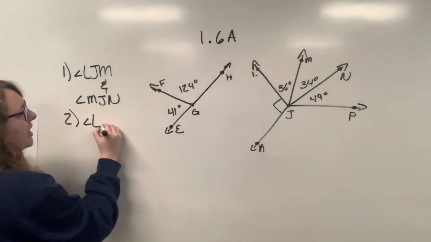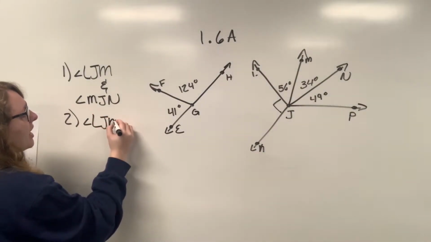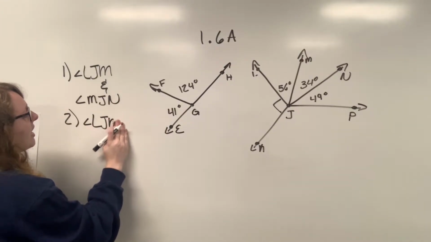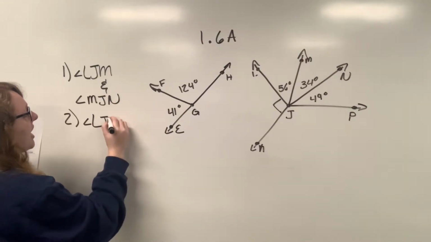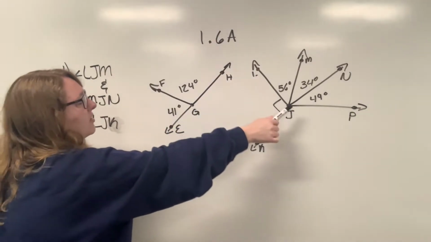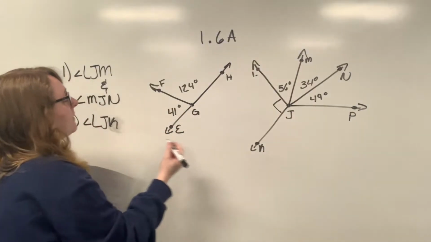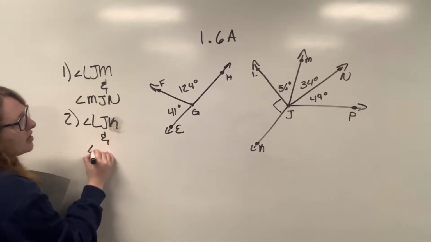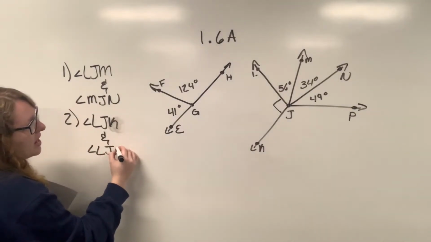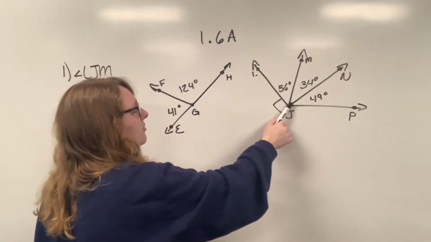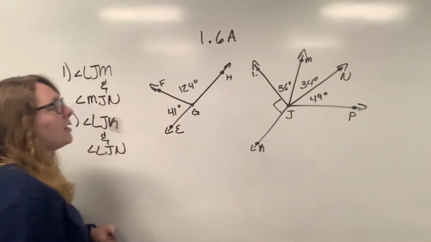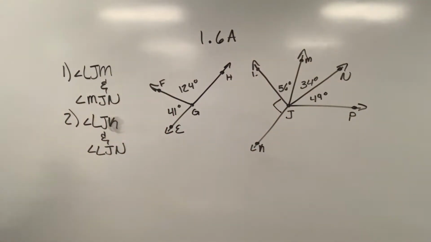So we have angle LJK, side vertex side right here, and angle LJN, side vertex side right here. Okay, 90 plus 90, 180.